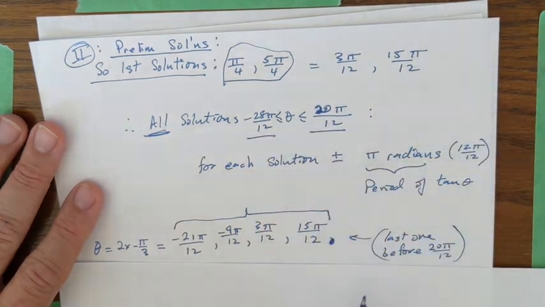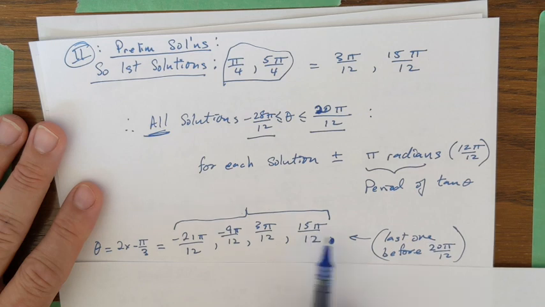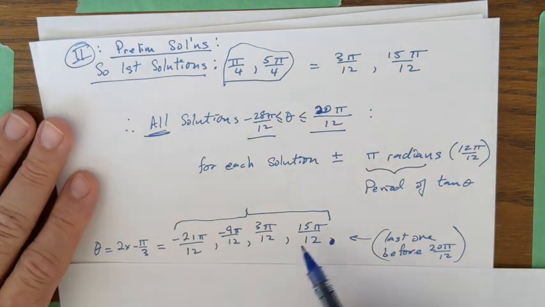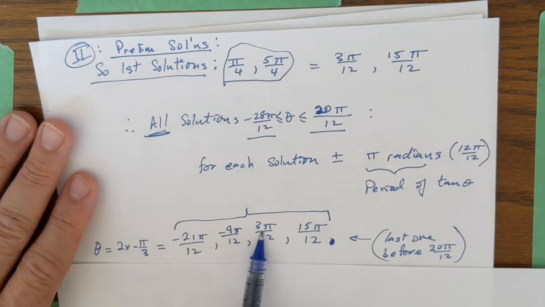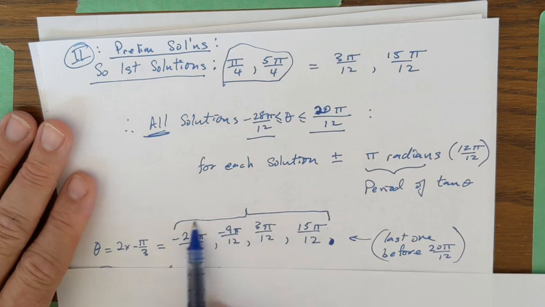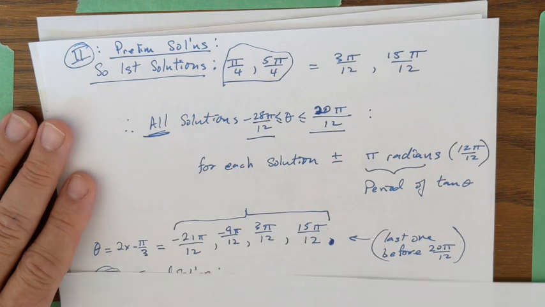These are my boundaries. Now, the 15 pi over 12, if I were to add 12 pi over 12 to that, I would go above. So I'm not going to go further. I can only go back, right? So I start at my 3 pi over 12, and I'm going to subtract, and subtract again. Subtract 12, subtract 12. So these are all my solutions: 1, 2, 3, 4 solutions.